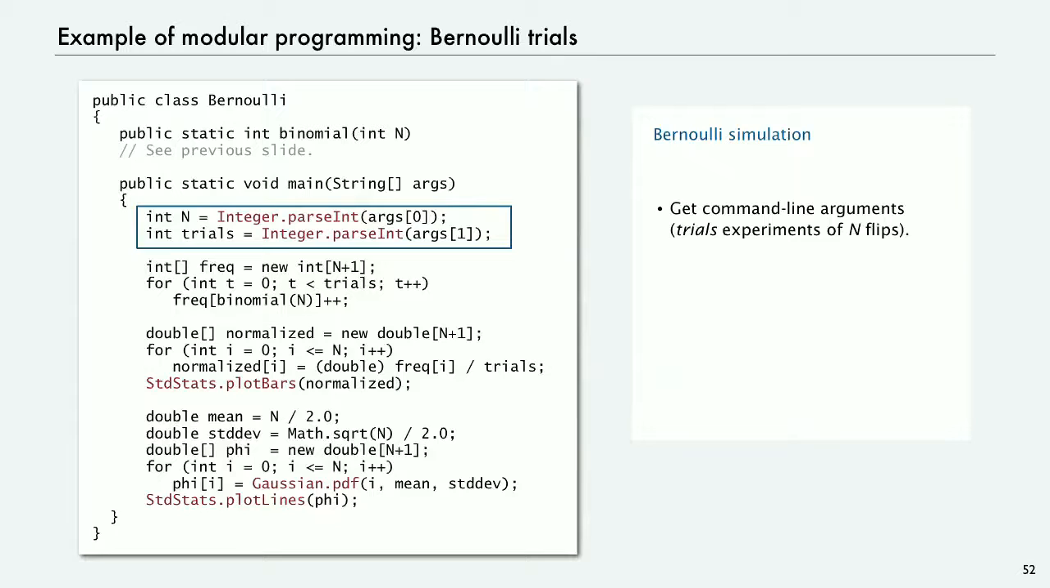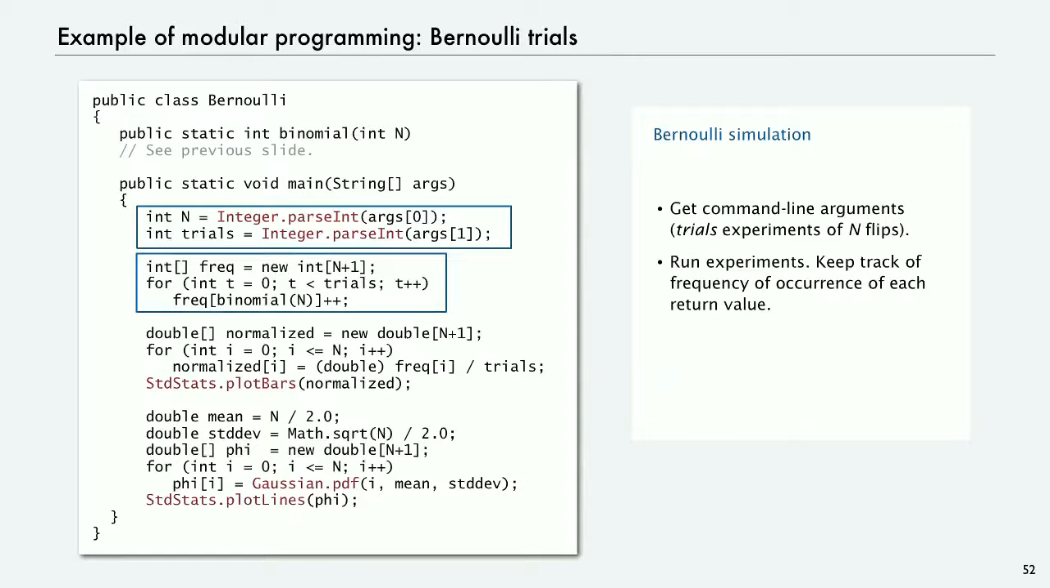We're going to get the command line arguments that control the experiment. One is n, how many flips, and trials is how many times we're going to perform the experiment of doing n flips. Then the next part is to just run the experiments. So the for loop just goes trials times. And each time we iterate the for loop, we're going to run that binomial experiment, flipping the coin n times. It's going to return a value, which is how many times it came up heads.